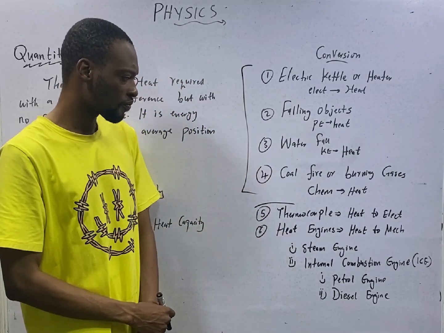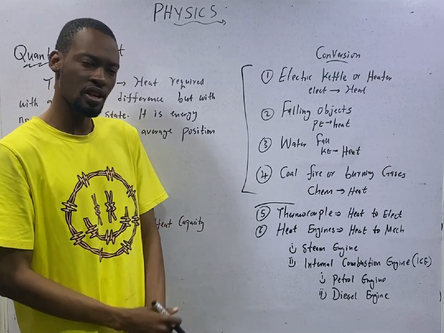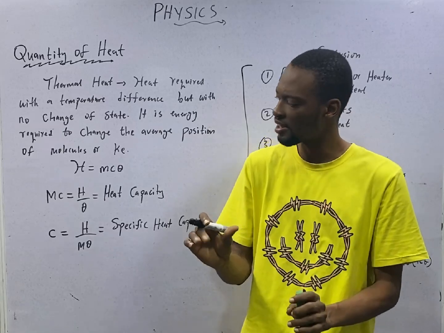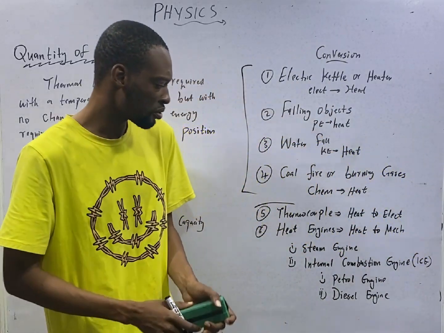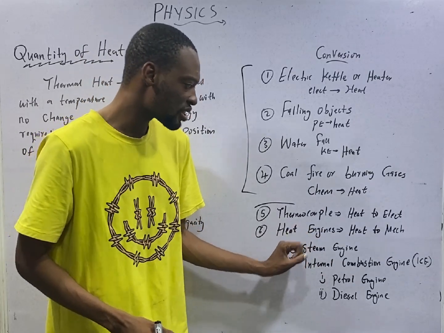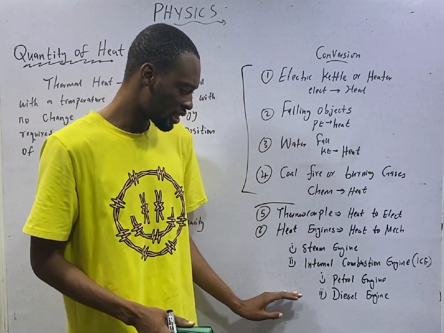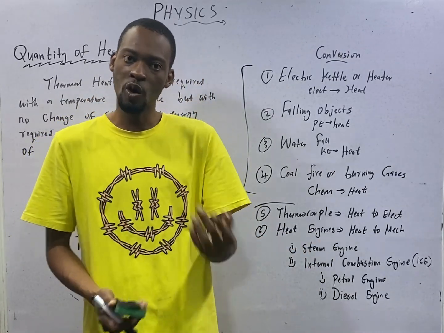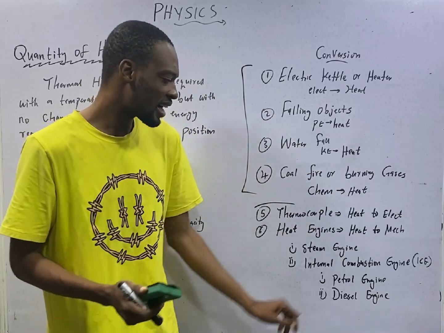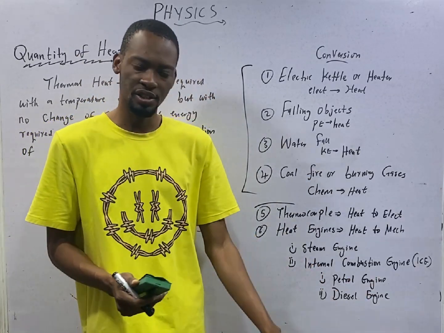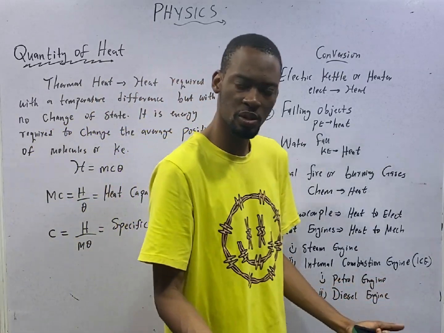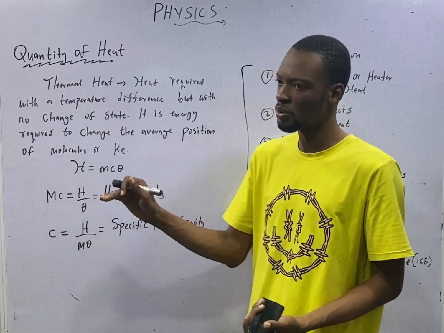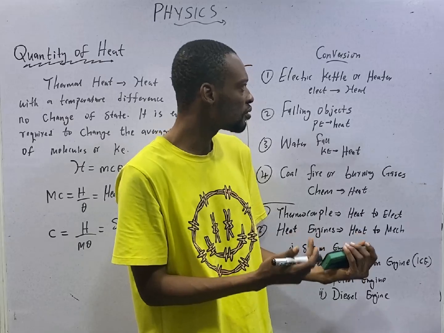Let us proceed. There are two types of heat engines. They are the steam engine and the internal combustion engine, ICE. Both of these are heat engines and they convert heat to mechanical energy. Now, this internal combustion engine, we have two types of them. They are the petrol engine and the diesel engine. If you look at your devices, your machines, your generator, you see that some of the engines use petrol, while for some engines, you need to put diesel. These are the two types of internal combustion engine.